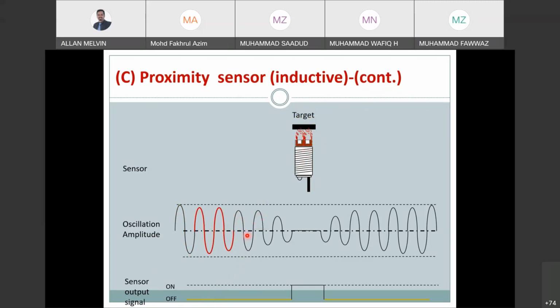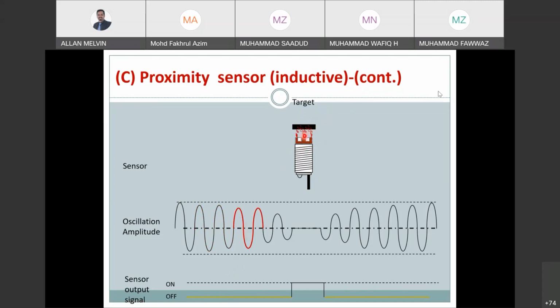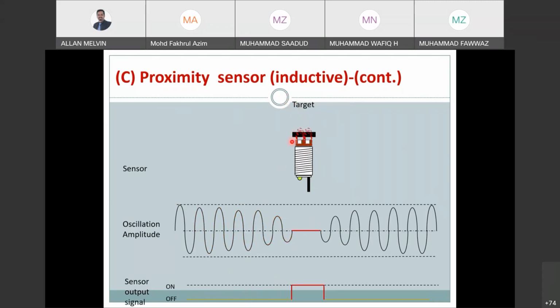Okay. So it's moving nearer. So moving nearer, the amplitude akan jadi lagi kecil. But still not active. Okay, lagi near, so lagi kecil. Still not active. Then dia sampai dekat that particular distance yang you set, then your light akan on, jadi green color. Okay, and amplitude becomes zero. Because it's already achieved the minimum distance. Okay, then your sensor akan on.